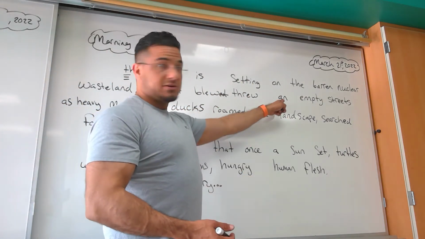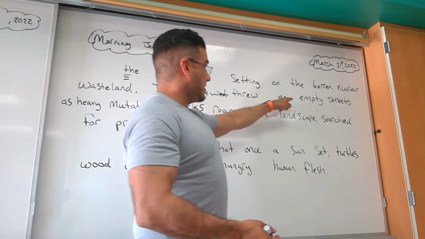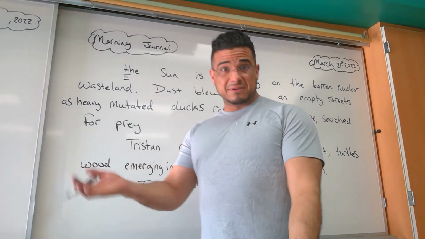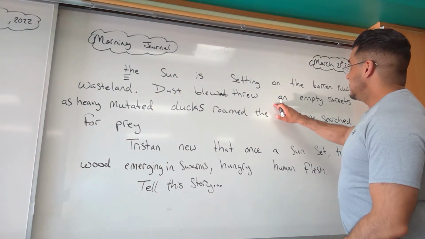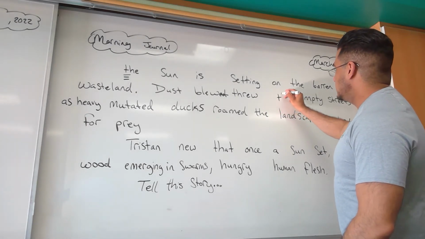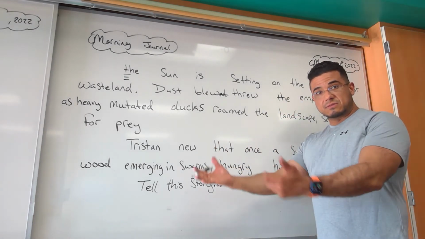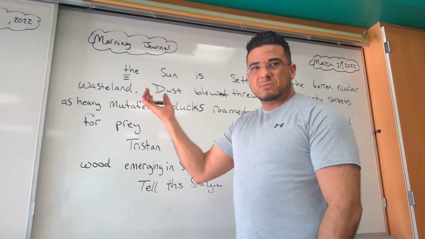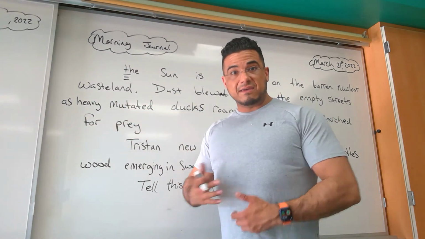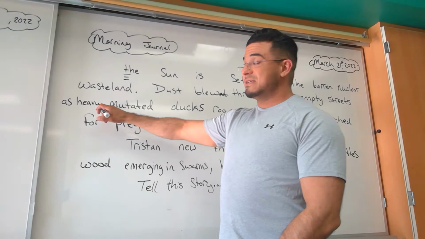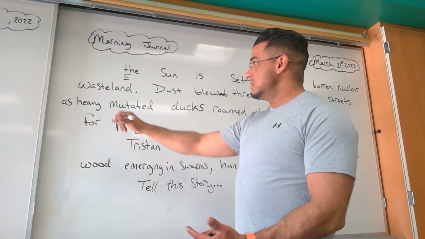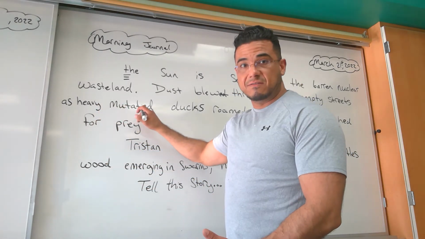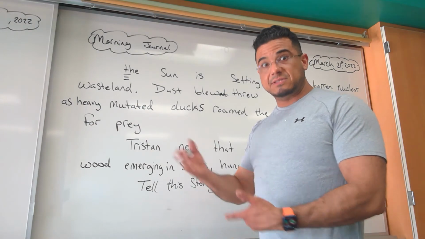Here we've got the general article an. And of course, you would use an when the word following it begins with a vowel, which in this case it does. But we're looking for a definitive article in this case. So, blew through the empty streets, because we're talking specifically about the streets we're describing, as heavy mutated ducks. Now you can interpret that as the ducks being physically heavy, like they weigh a lot, or you would see it more along the lines of an adverb, used to describe the condition of their mutation, or the extent to which these ducks are mutated.